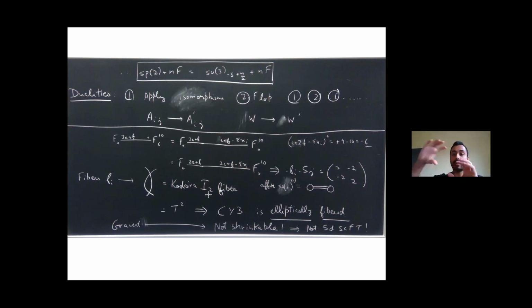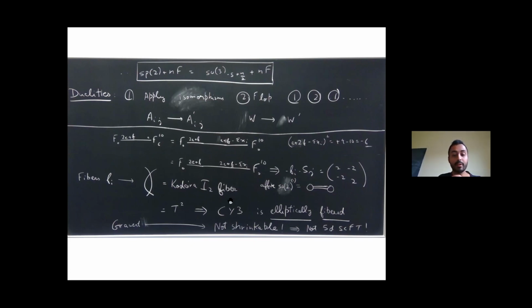What it means is that you have a T2 and you take a particular cycle, let's say the A cycle, and you take 2 copies of it and shrink them. You pinch the T2. This is how it looks in real space. So you have discovered a Kodaira I2 fiber in your geometry, which means that the geometry has a T2 fiber, so it's elliptic.